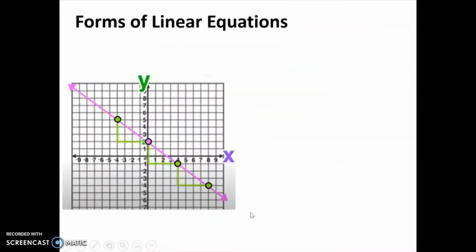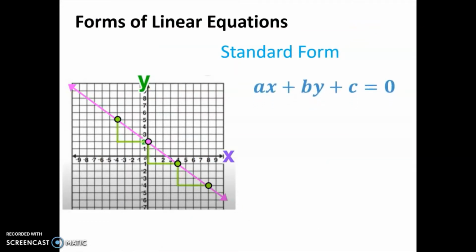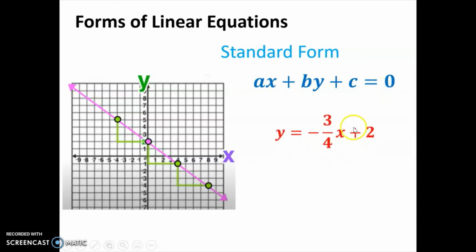All right, let's look at the third form of a linear equation. This is called standard form. Standard form looks like this: ax plus by plus c equals 0. Okay, here's how it works. Let's say we begin with our slope intercept form for this line, or basic form. I'm going to change it to look like this in standard form.